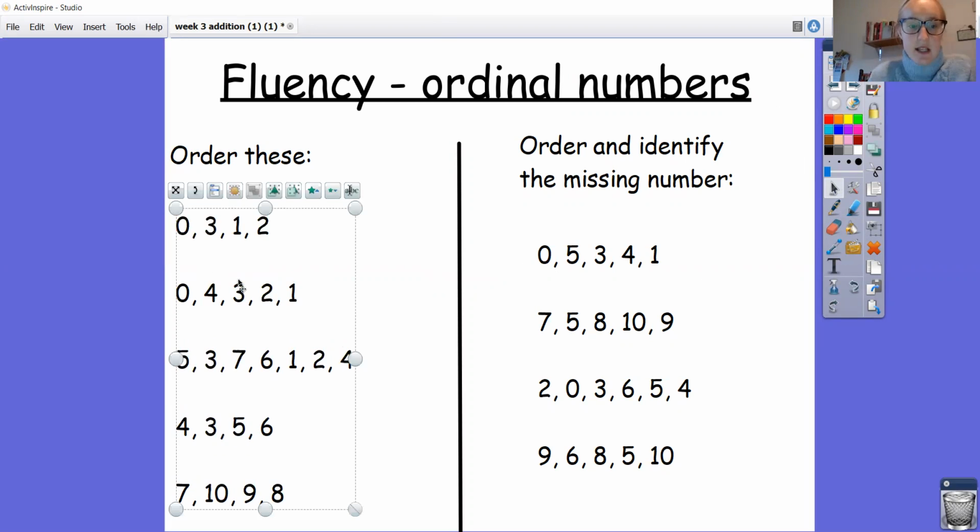So on the left-hand side, what I want you to do with these numbers is put them in order. So these are your 4 digits. Can you put them in the correct order for me, starting with 0 here, and then smallest number first in the rest of them? And then here I want you to put these numbers in the correct order, and also identify which number is missing. So I'm going to give you a few minutes to have a go at doing that, and then I'll show you the answers on the next screen.